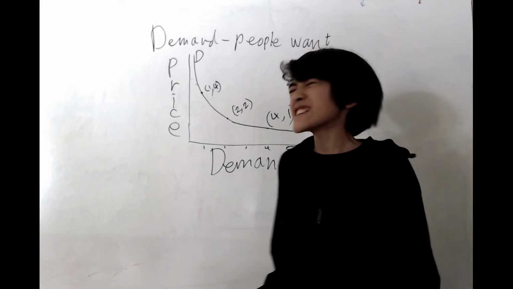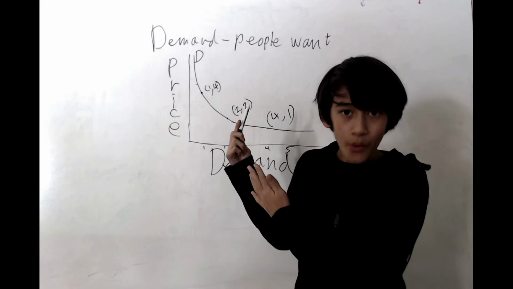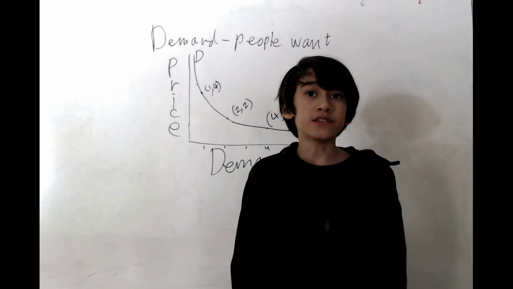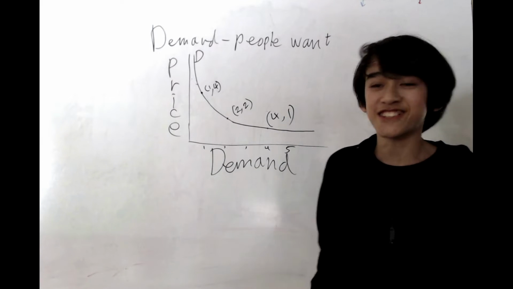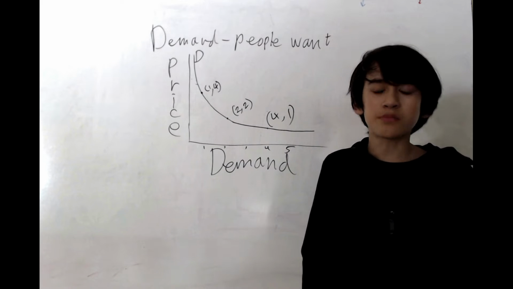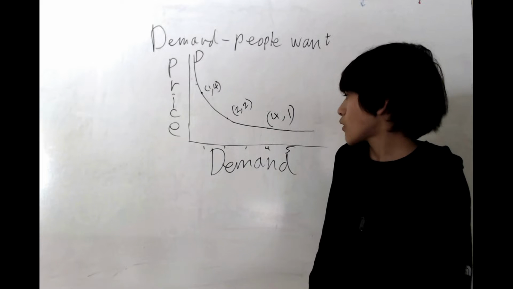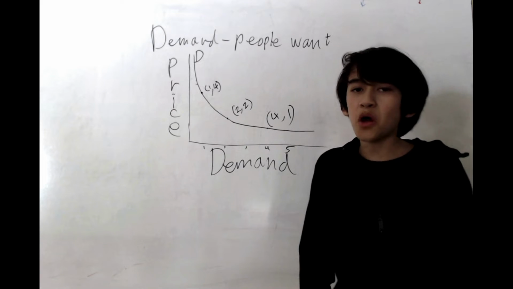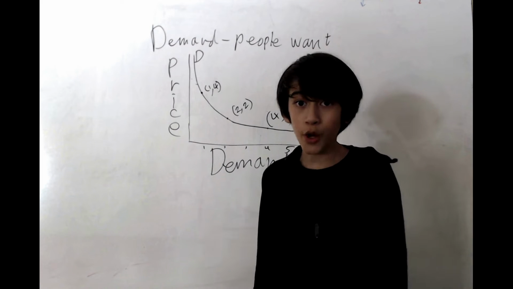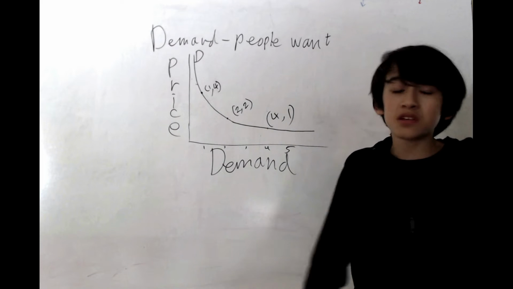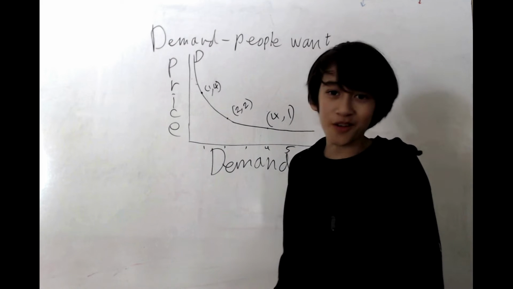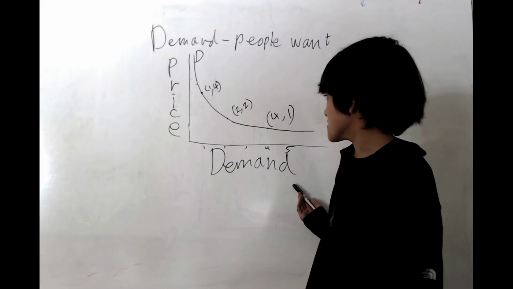So demand is how much the people want. The people create the demand. And this is what the curve of demand looks like. It's the demand graph. So we put the independent variable on the y-axis in economics. It's kind of weird for you math geeks out there, but that's just how we do it in economics. And the dependent variable goes on the x-axis, which is the demand.